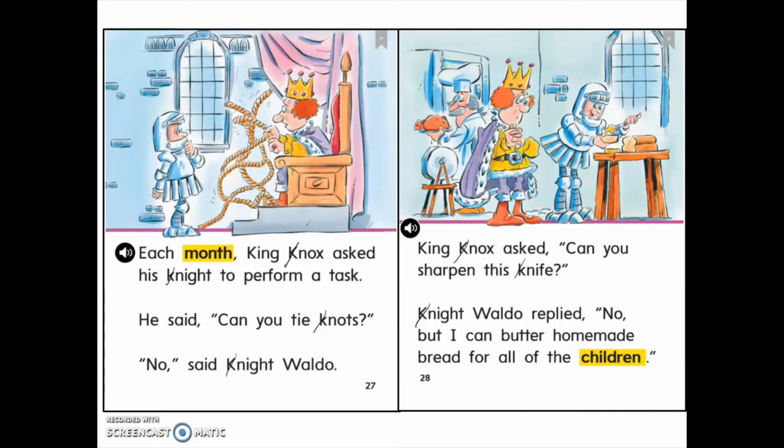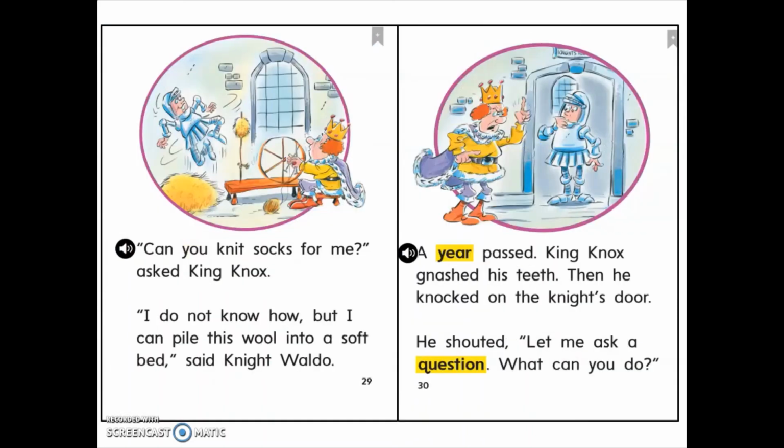Okay, ready? Begin. Each month, King Knox asked his knight to perform a task. He said, "Can you tie knots?" "No," said Knight Waldo. King Knox asked, "Can you sharpen this knife?" Knight Waldo replied, "No, but I can butter homemade bread for all of the children." Ooh, that sounds tasty, homemade bread.